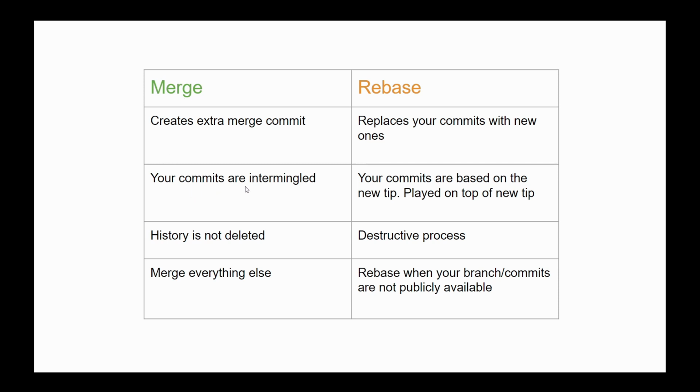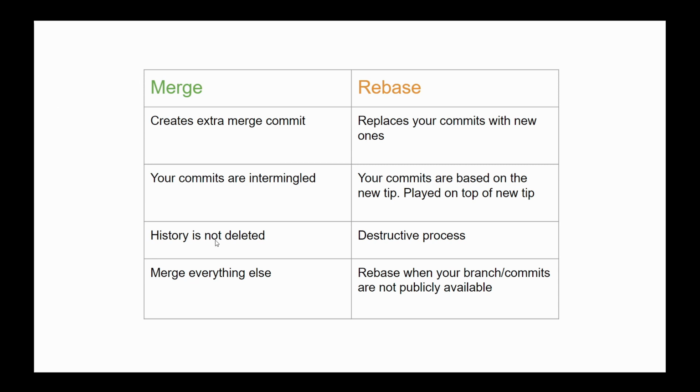Merging, your commits are intermingled with all of your branch feature commits. Rebasing, your commits are based on the new tip. So all of your commits are replayed on the new tip by creating new commits based off of your old commits. Merging, history is not actually deleted.